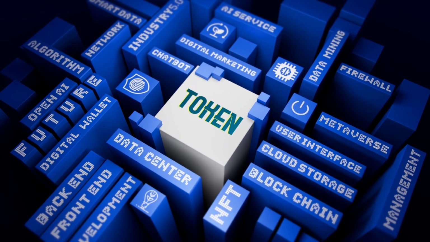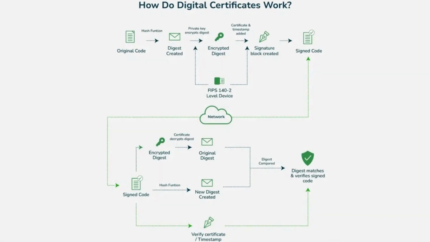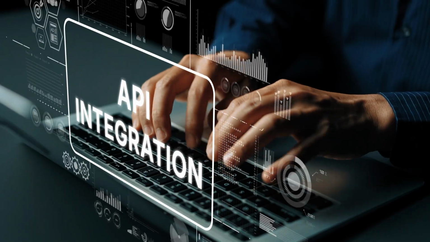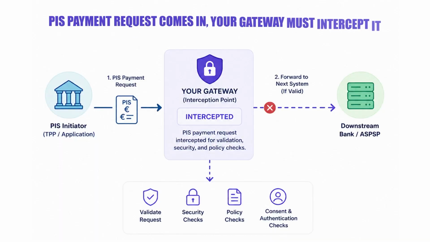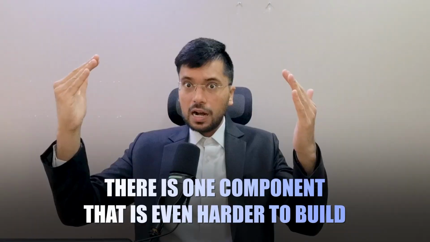Furthermore, FAPI mandates the use of digitally signed tokens. We don't just pass a token that says user 123 is allowed. We pass a token that is cryptographically sealed, proving that it hasn't been tampered with in transit. Your API gateway must enforce these FAPI rules. If a PIS request comes in, your gateway must intercept it, validate the MTLS certificate, verify the digital signature, and check the limits of the token. But even with perfect security, there is one component that is even harder to build.